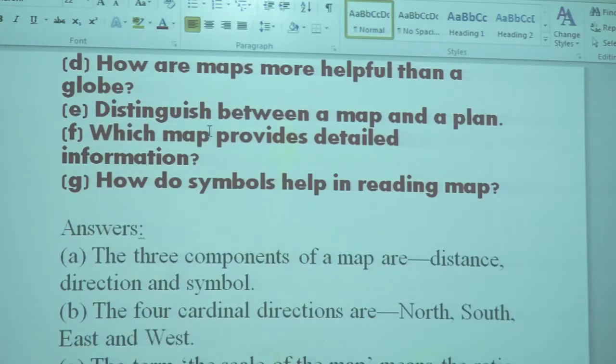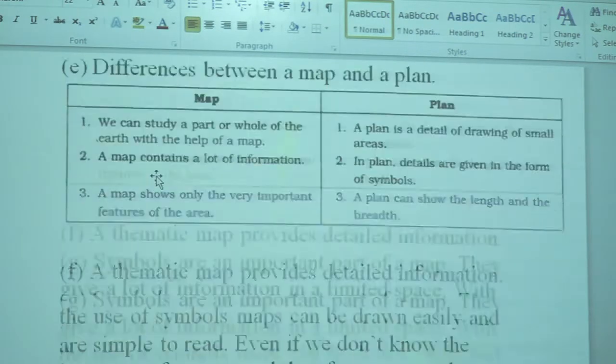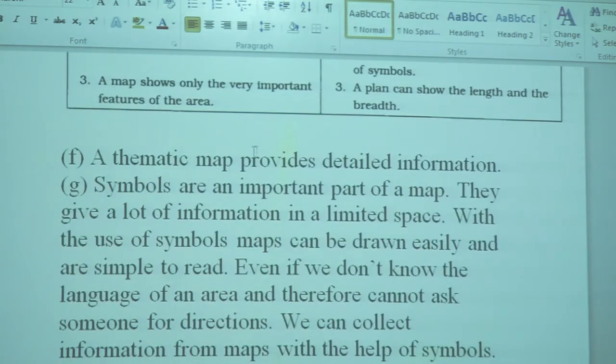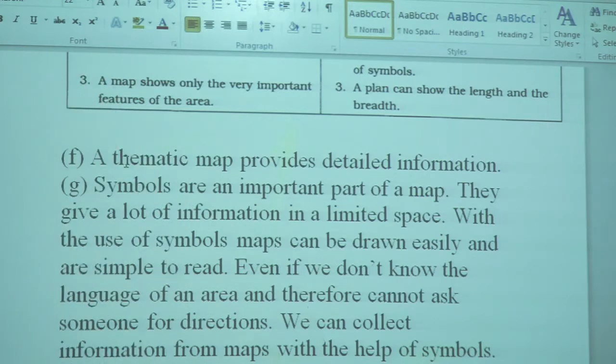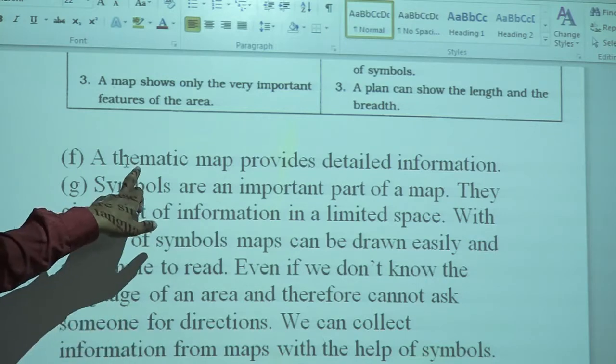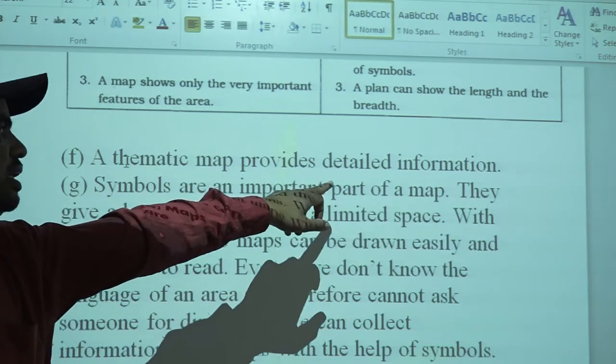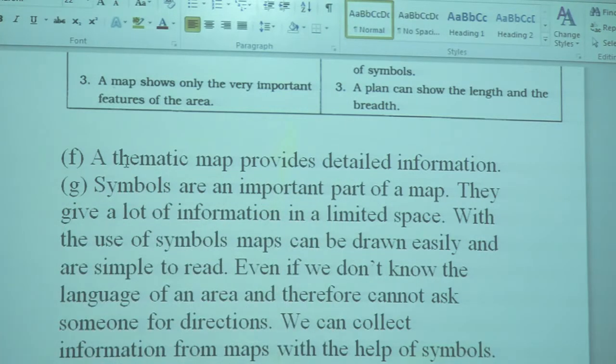Next question is, which map provides detailed information? The answer is a thematic map provides detailed information. Thematic map, why? Because these maps are created for giving information on a particular topic only. For example, climate. The climate of an area is described in a thematic map. So it will provide detailed information about the particular topic.